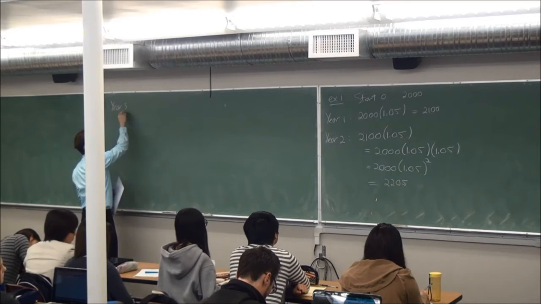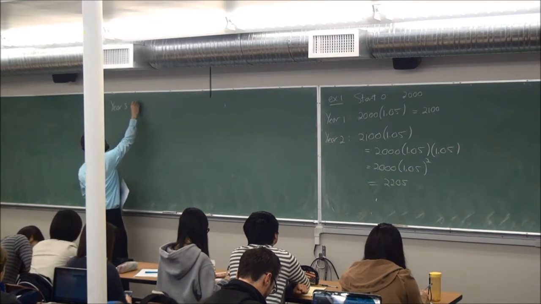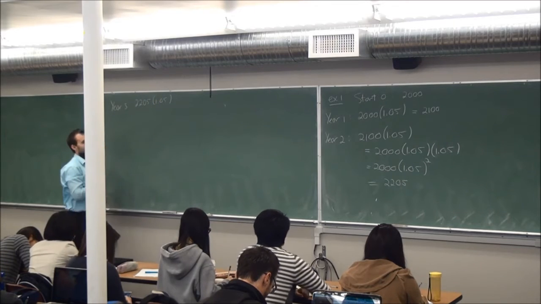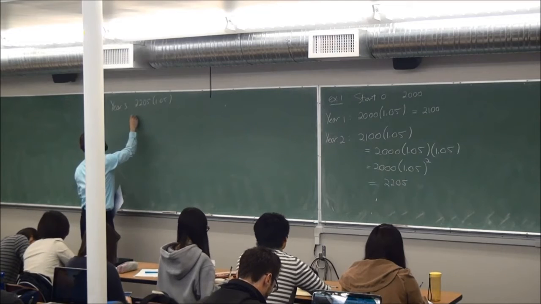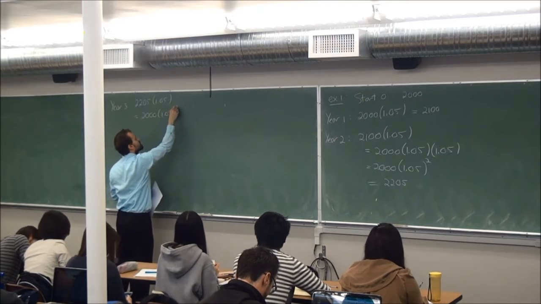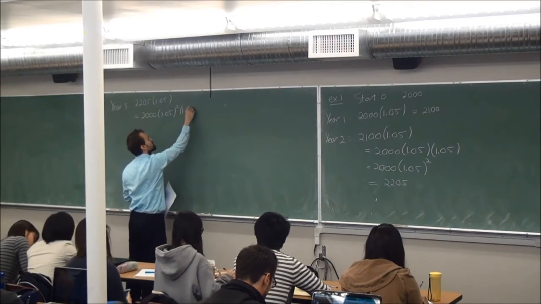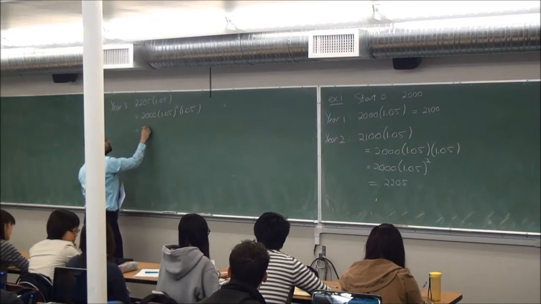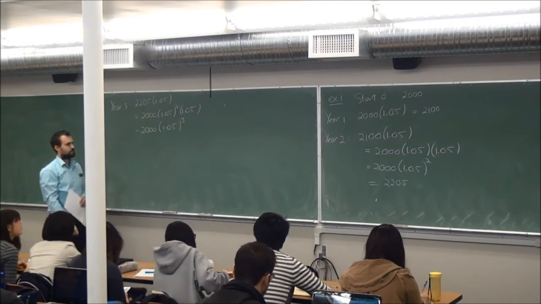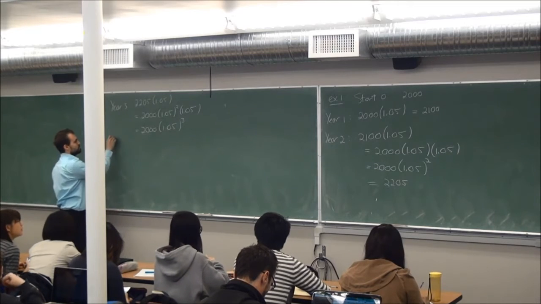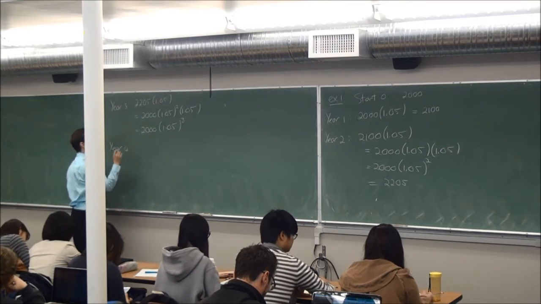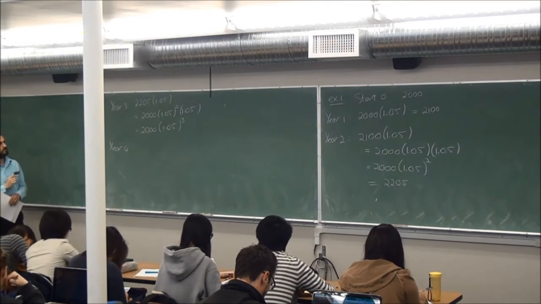So how much do I have at the end of year 3? I take my 2,205 and I increase that by 5%. Where does this come from? This was 2,000 times 1.05 squared times this 1.05. So I get 2,000 times 1.05 cubed. And if I continue like this, what would I have after year 4?